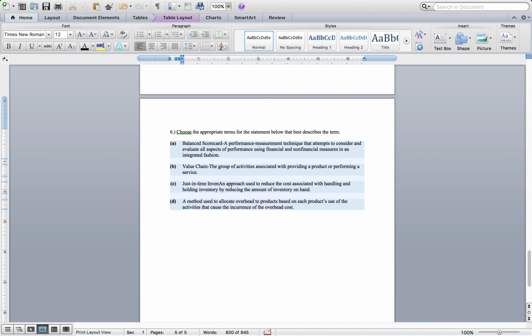The challenge a lot of companies face with their inventory, if they have too much inventory on hand, it can become obsolete. It might go bad. So they always want to have just enough to meet the demand. A grocery store can have too much because obviously it can go bad. Or even a company, going back to Apple, a lot of their technology might go obsolete. Also, the method used to allocate overhead to products, using the activities. That's going to be activity-based costing.